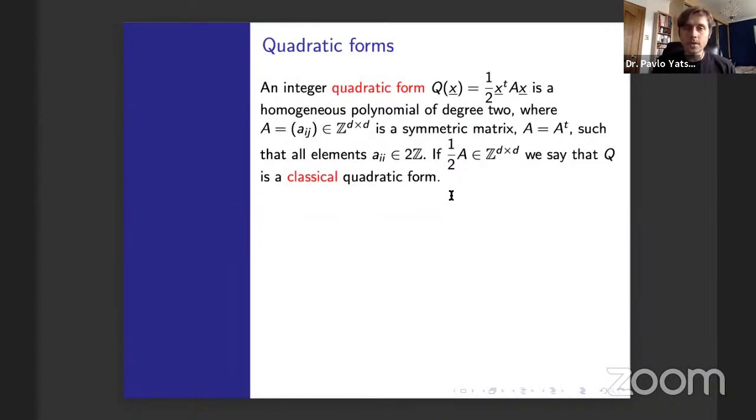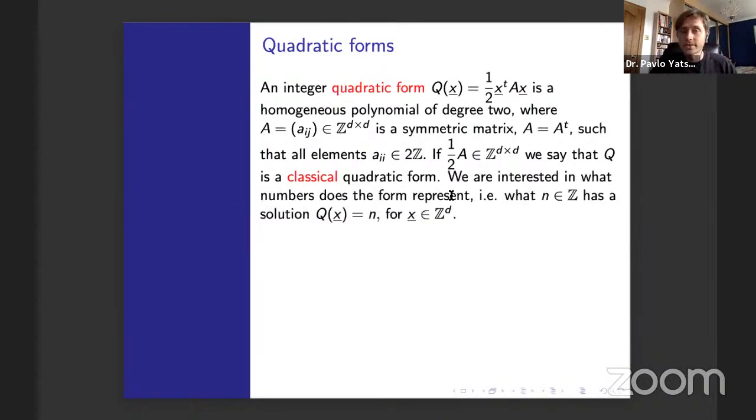As I mentioned, we are interested in representation by quadratic forms. So the question is: given some integer n, does there exist an integer vector x in dimension d such that Q of x equals n? It's a classical Diophantine problem. Let us mention some classical, well-known examples of this.